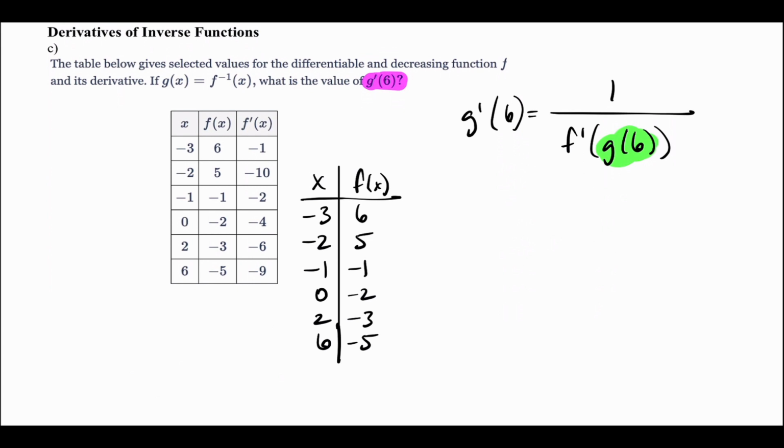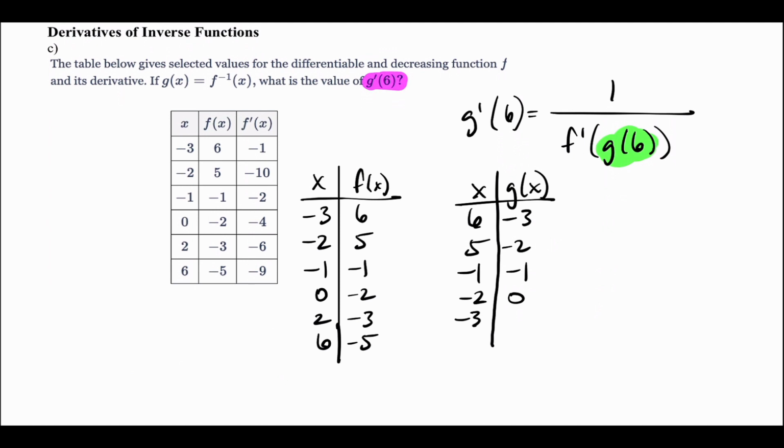Now I'm going to make another table, but for g. What's the first dot going to be for g? 6, negative 3, yeah. Just flip-flop. They literally just flip-flop. Okay. So now what is g of 6 going to be? Yeah, it's right here. When I plug in 6 to g, I get -3.